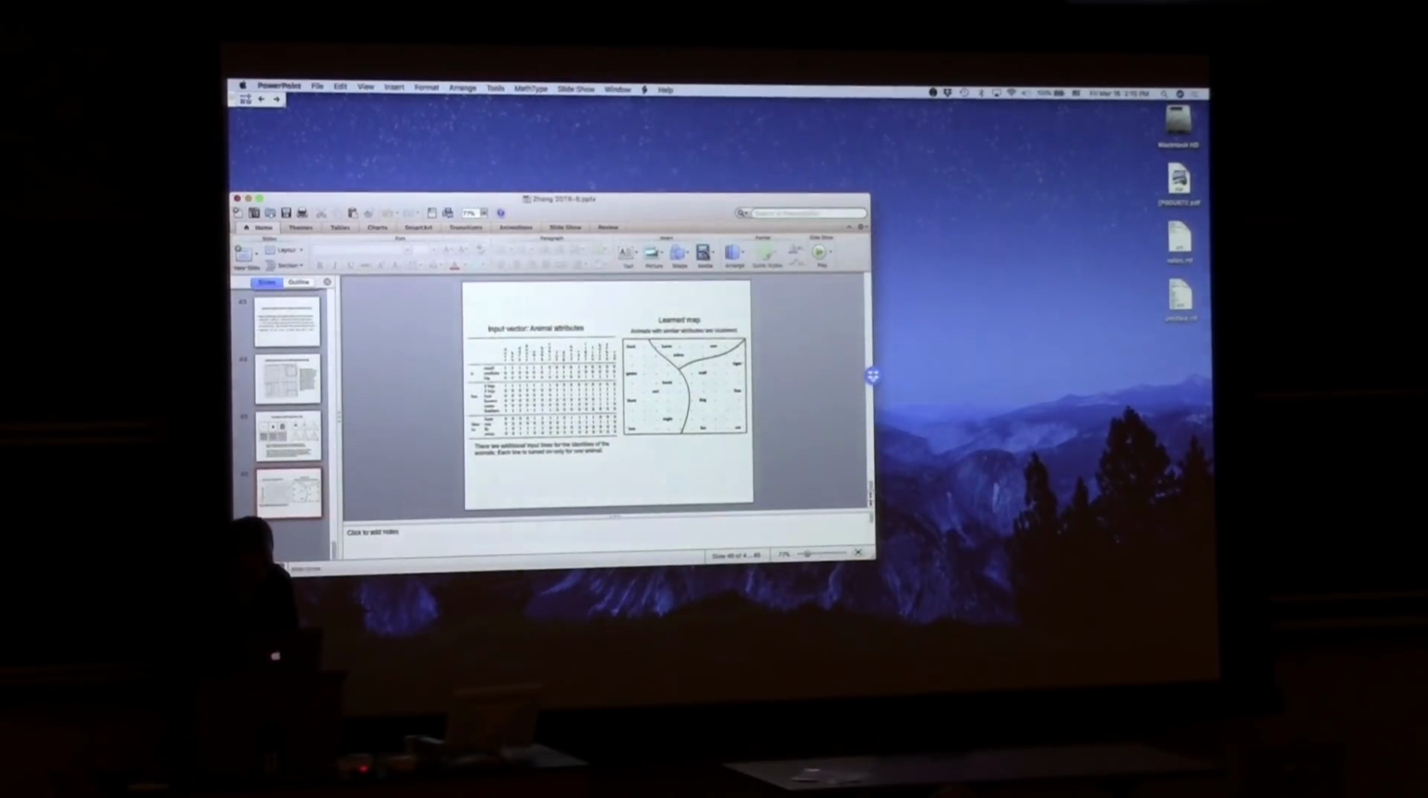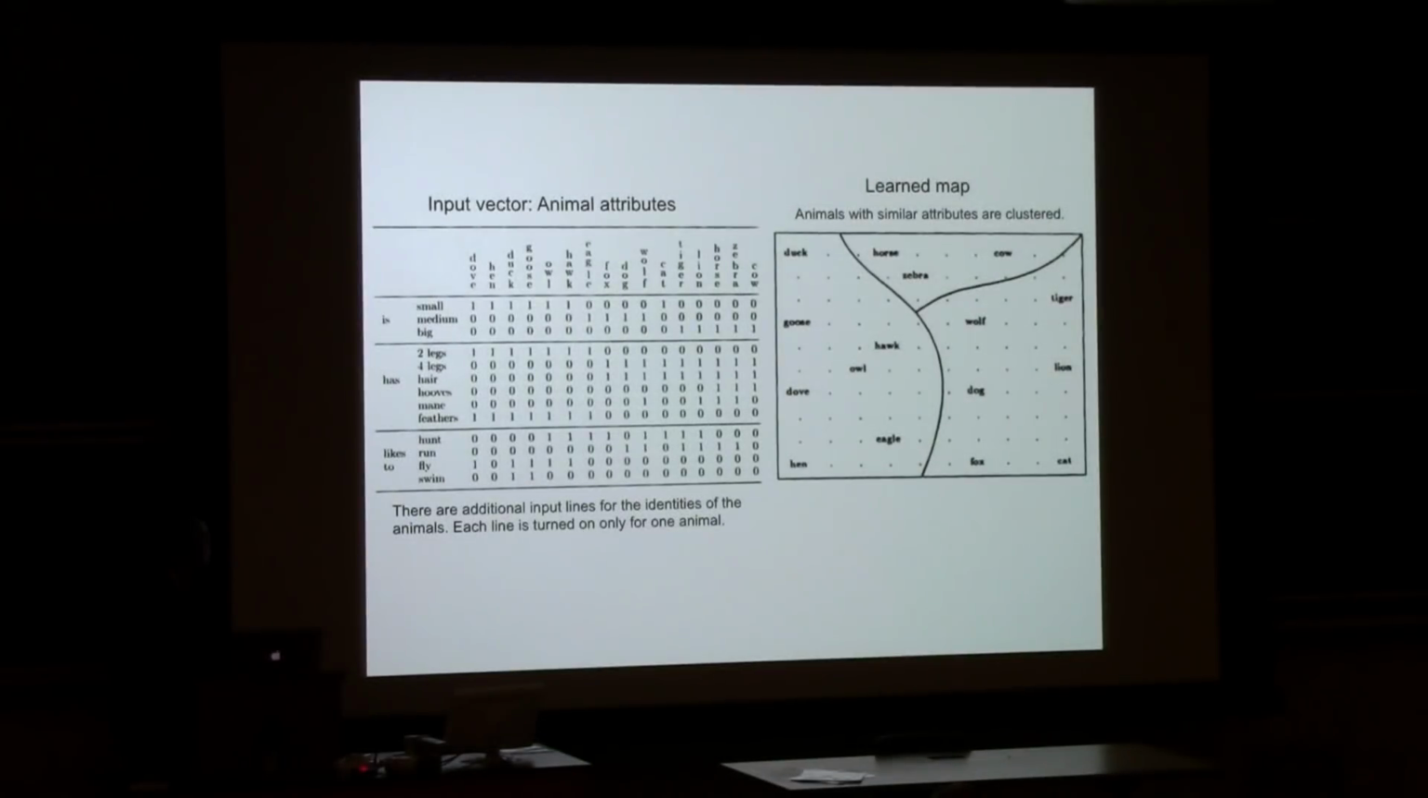You can use this to map more abstract spaces, right, in the cortex. So in this case, suppose you have different animals. They have different features. Like the dove, the hen, they're small, big, or larger. They have 2 legs, 4 legs. You have hair, hooves, mane, and so on. They like to hunt, run, fly. So each animal has some features. Like a dove, it's small, it has 2 legs, it has feathers, it can fly, it can swim, right? And so on. Different animals have these.